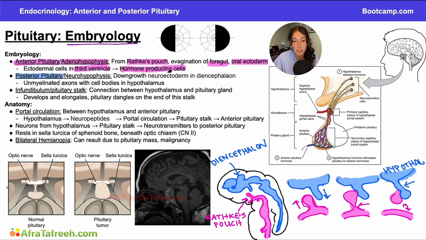Our posterior pituitary is that downgrowth of neural ectoderm. So remember, we said that it is coming out of the diencephalon, which is part of the neural tube, which of course is made of neural ectoderm.